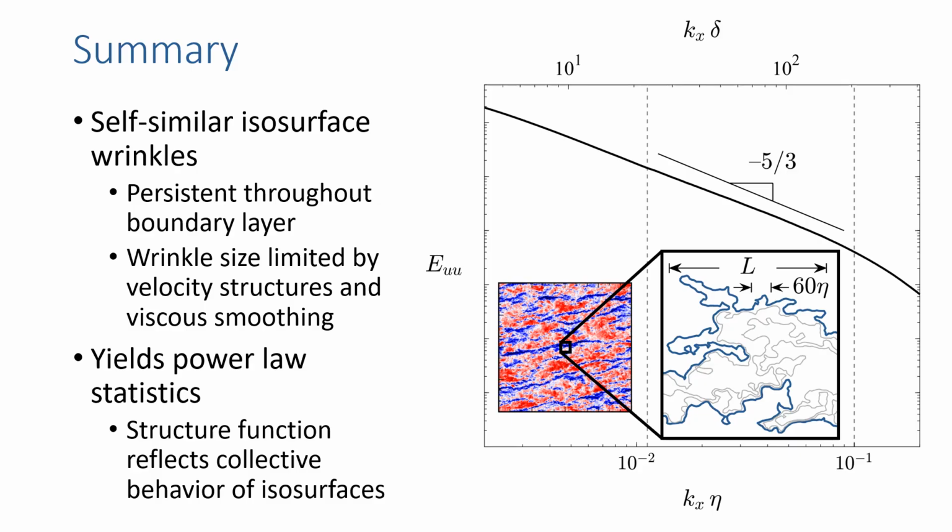However, this self-similarity is restricted to the inertial subrange of scales. The physical restrictions on the wrinkles are the velocity structures limiting the largest wrinkle size and viscous smoothing limiting the smallest wrinkle size. These self-similar wrinkles yield power law statistics, including for the structure function, which reflects the collective behavior of numerous isosurfaces, such that this is giving us a more concrete understanding of the geometries within the inertial subrange that are persistent and statistically relevant. This is expected to be a universal feature of turbulence.